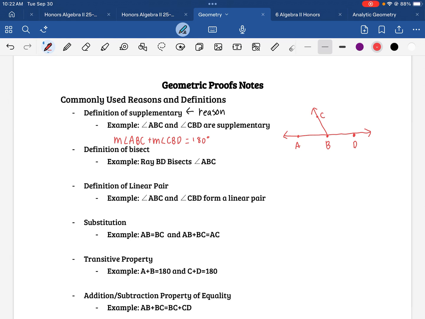The next one, we have definition of bisect. As an example, ray BD bisects angle ABC. So again, I've got some kind of angle here, general ABC, and we know that this ray BD bisects the angle. Because the angle is going to be bisected there, we would know that the measure of angle ABD will be equal to the measure of angle DBC.